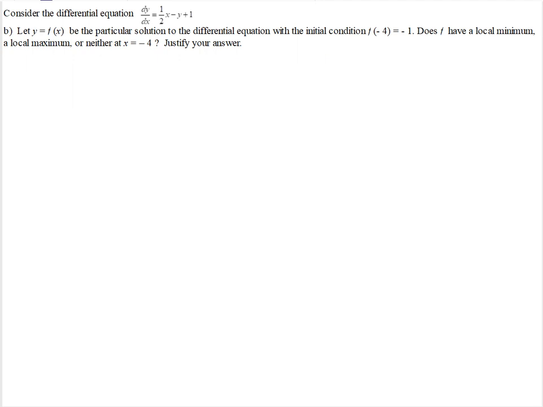A little review on this one. It says let y equals f of x be a particular solution to the differential equation. Remember, this particular solution is just the original equation that has this derivative with this initial condition, which is the point -4, -1. But notice it doesn't ask you to find the particular solution. It just says let it be the particular solution.